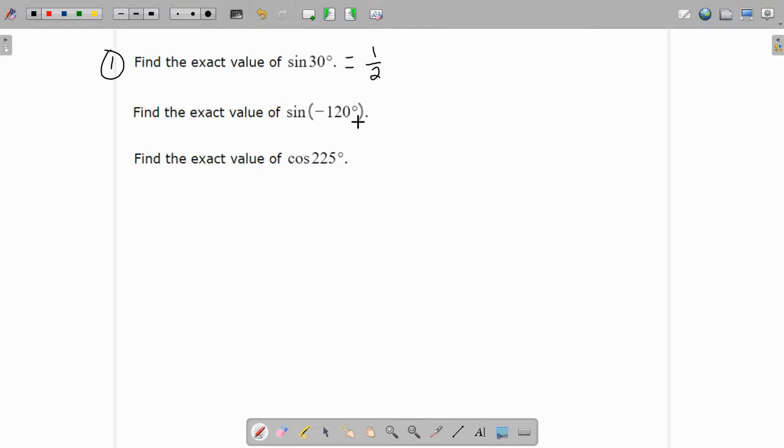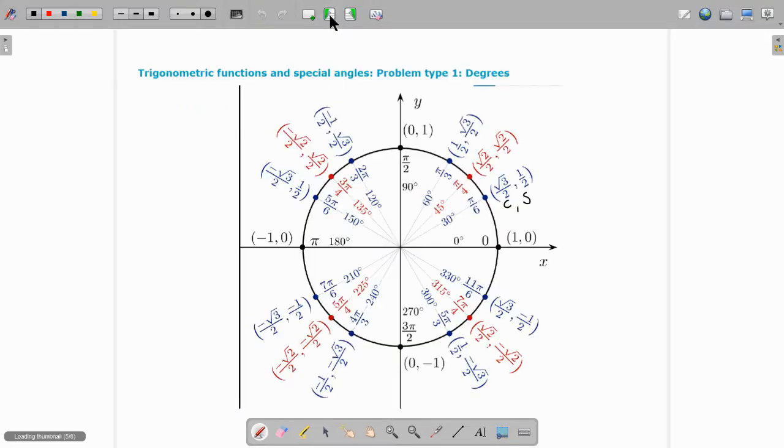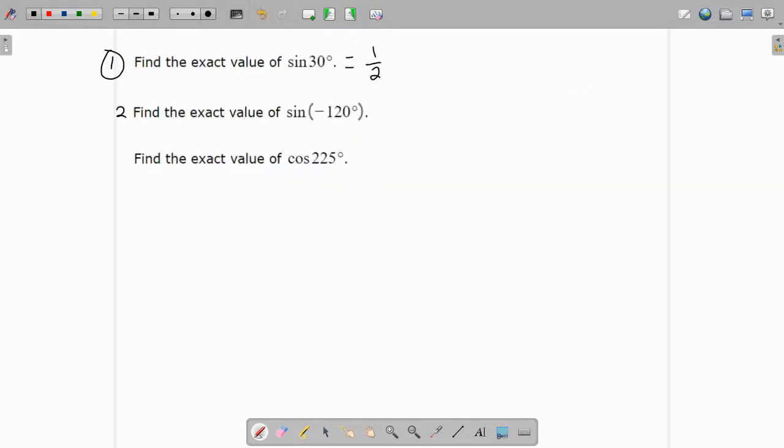Okay, this is the toughest one. Sine of negative 120. Okay, I don't see any negatives here. So what we're going to do for number 2 is use a coterminal angle.